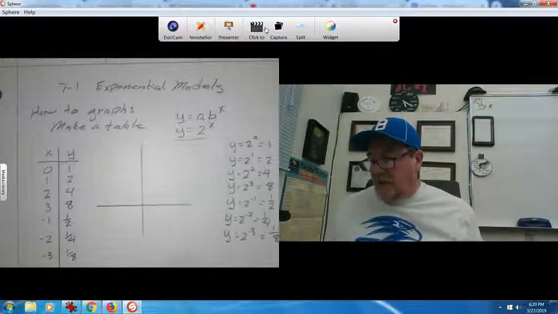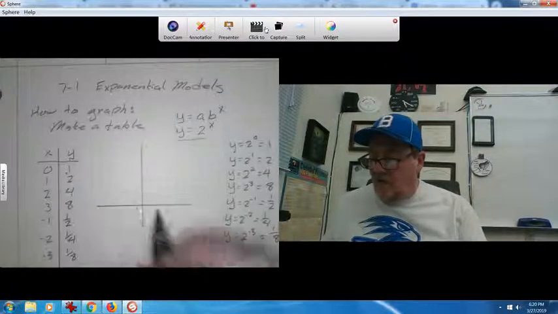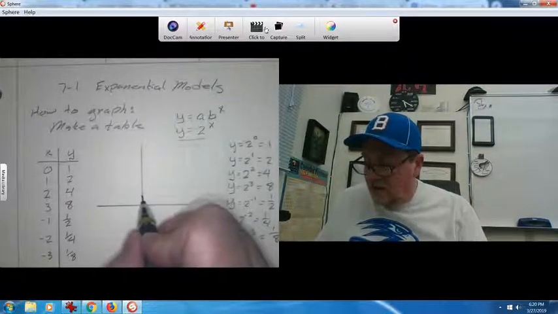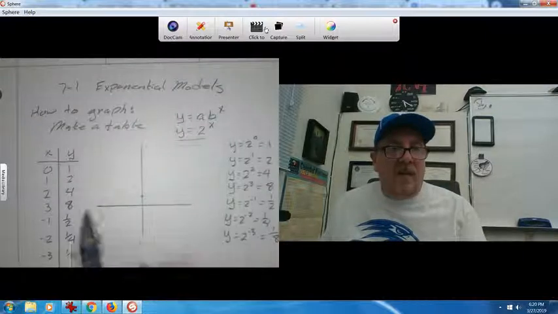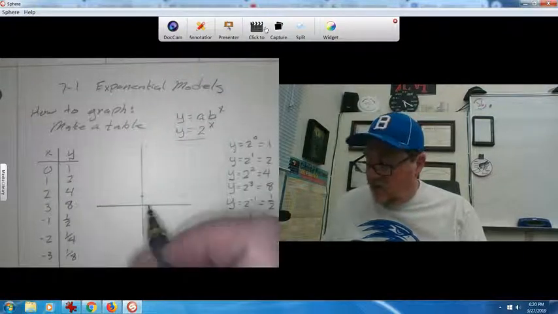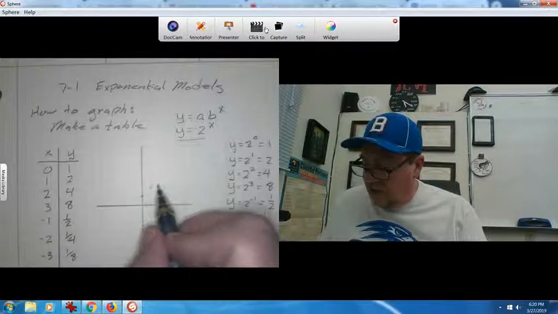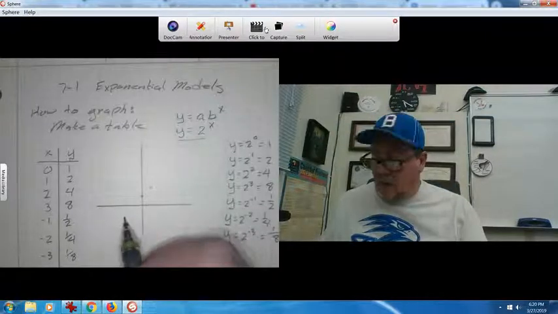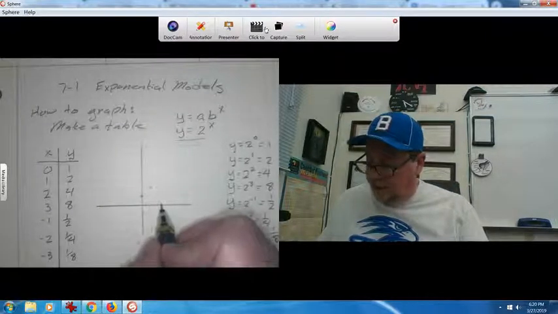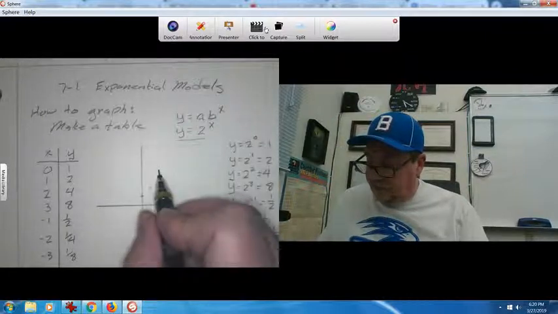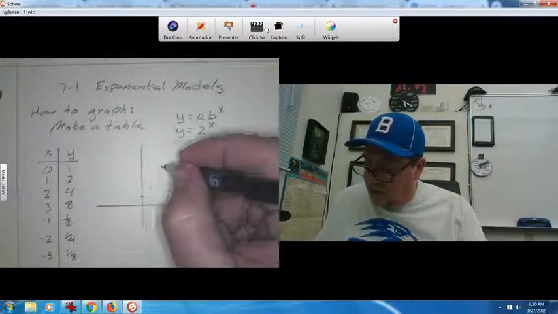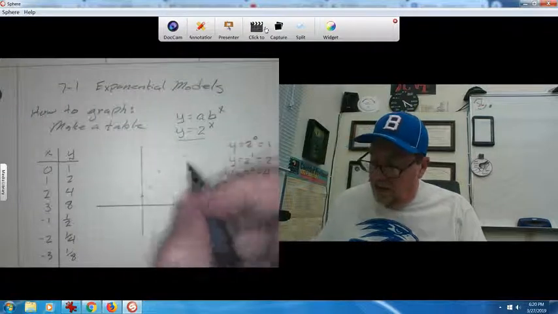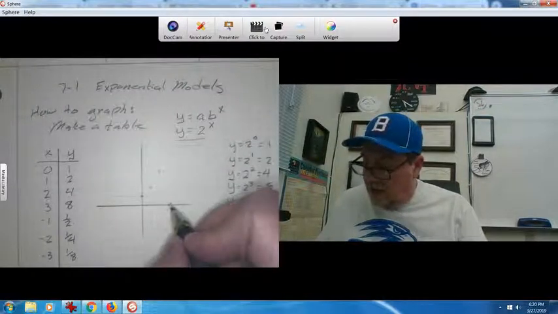So let's plot some of these points here. The point (0, 1) lives here on my graph. The point (1, 2), we'll go over 1 and up 2, lives there. The point (2, 4), oops, did I count right? 1, 2, 3, 4, lives there. And finally the point (3, 8), way up there.